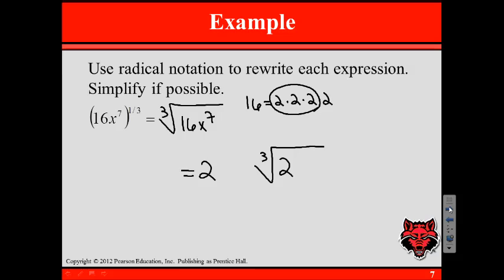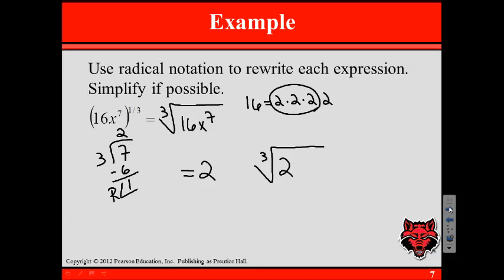Let's go to the variables. We do long division with our exponent and our index. So we have 7 divided by 3. 3 goes into 7 twice. 3 times 2 is 6. We subtract, and we have a remainder of 1.